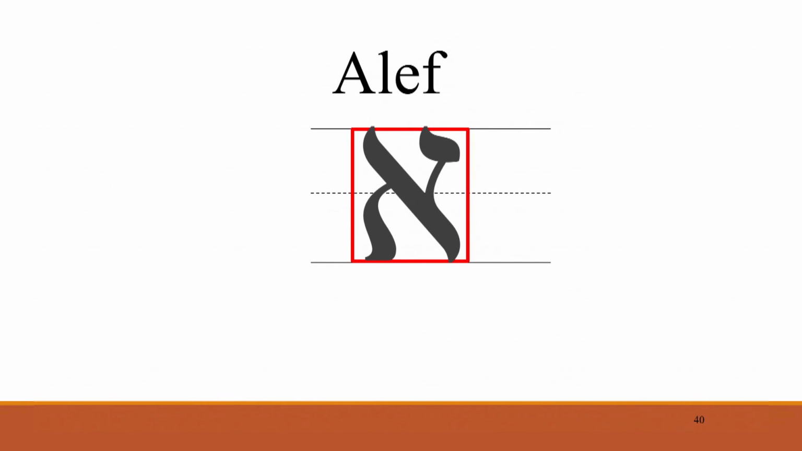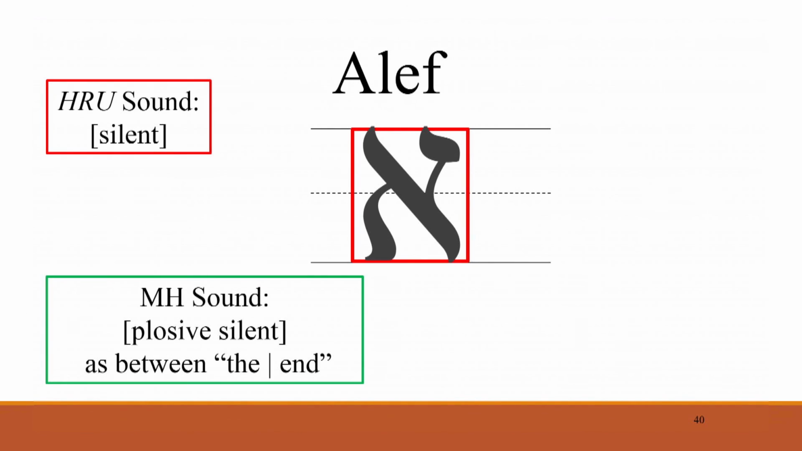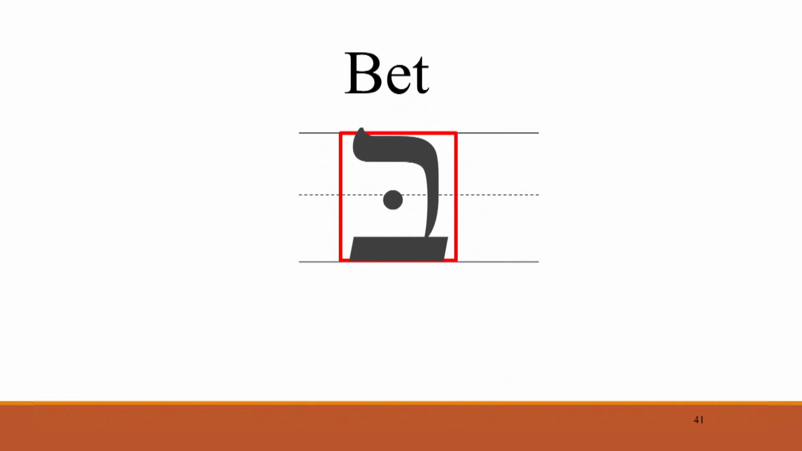You've got the aleph. In Hebrew, for the rest of us, the sound is silent. And it oftentimes is, but in modern Hebrew and in ancient Hebrew, it's actually a plosive. It's sort of like the sound between the words the end, where you begin the word end with this, what we call a glottal stop, or it's a little plosive sound. So that's aleph. Next is bet.